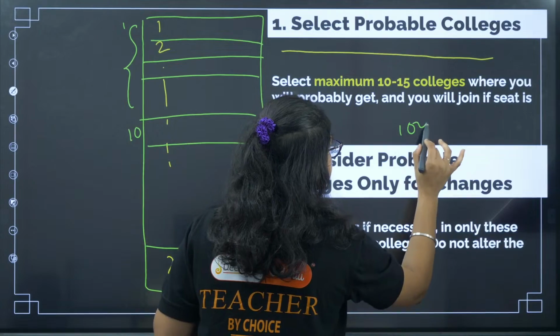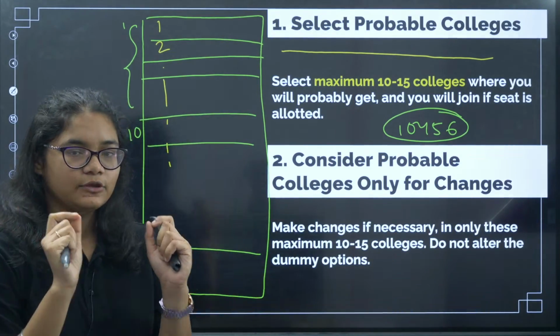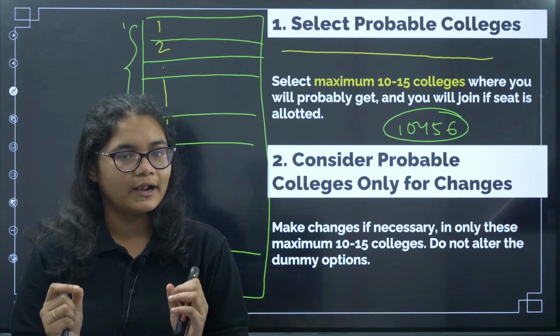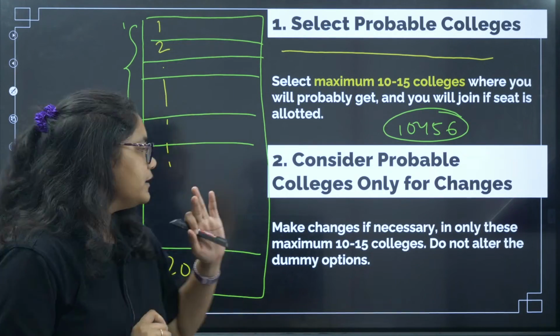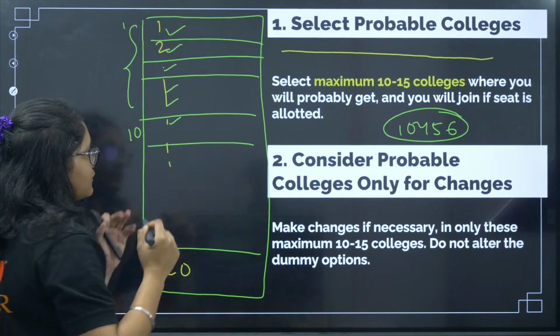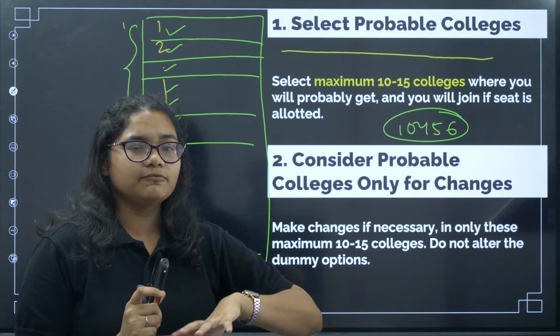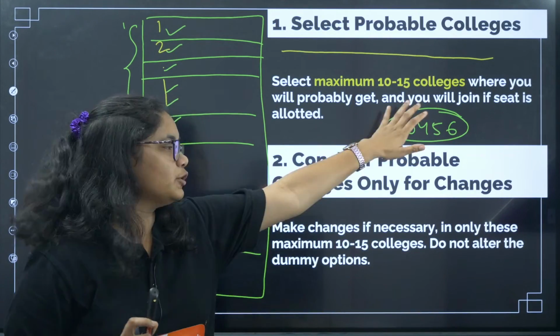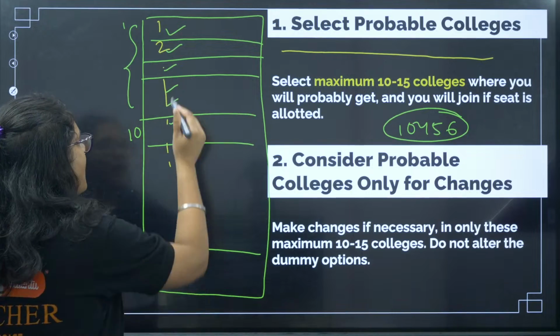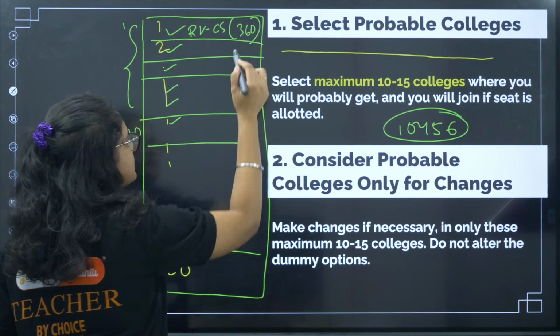let us assume that your rank is 10,456. Now, these are the colleges which you added, where the cutoff is way far or very high from your rank. For example, you added RV College CS, whose cutoff is around 360 somewhere.